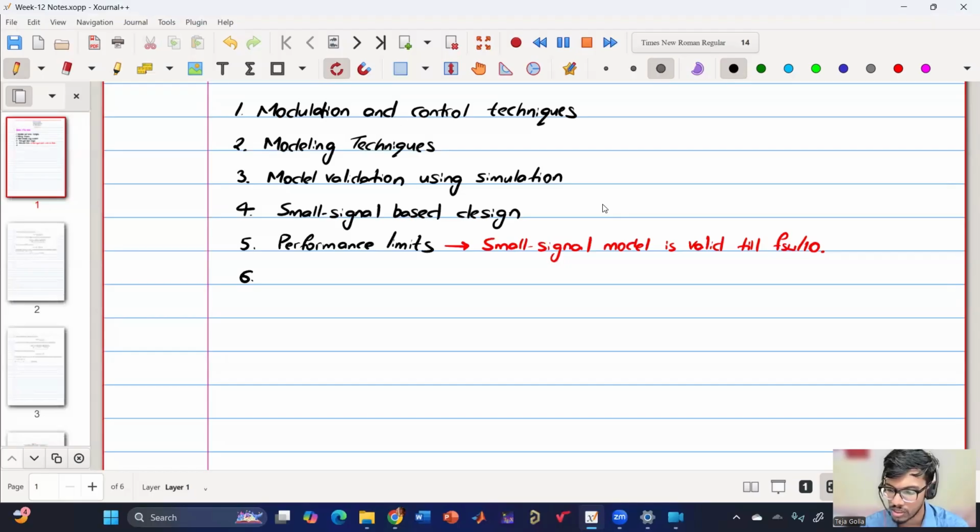So now we cannot use that. What else can we do to improve the performance beyond this limit? Then we discussed the large signal model and also the switching model, where we have not considered any approximations, and we learned about the trajectory, vector field, etc.